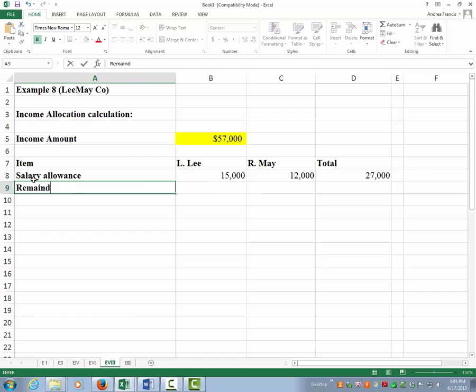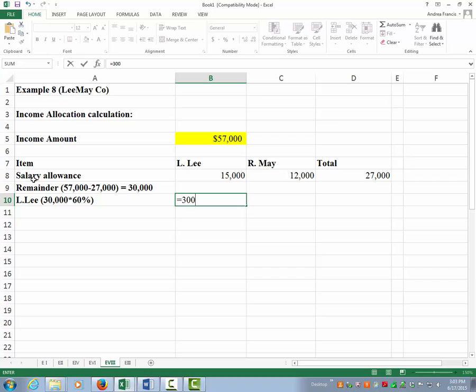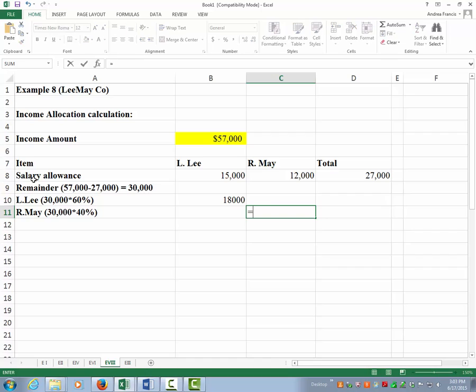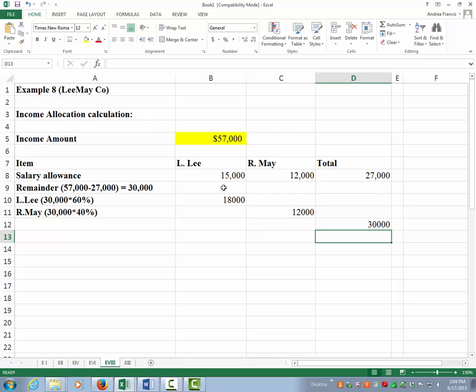So the remainder is going to be again 57,000 minus 27,000. So coincidentally, and I guess to make the math easy for us, this remainder is the same as what we had in our previous example. However, here we only have two partners to share it with. So 30,000 times 60% for Lee. Remember, it said in the question that Lee gets 60%, so 30,000 times 0.6. And then May is going to be 30,000 times 40%. And so those amounts together, as we can see, add up to the 30,000 that we are trying to allocate.